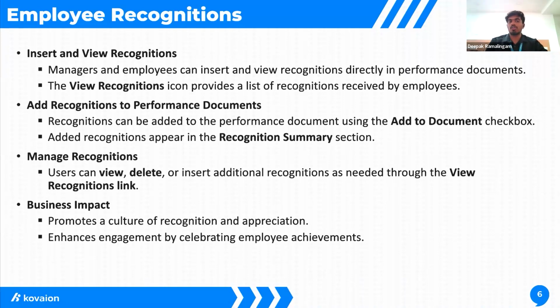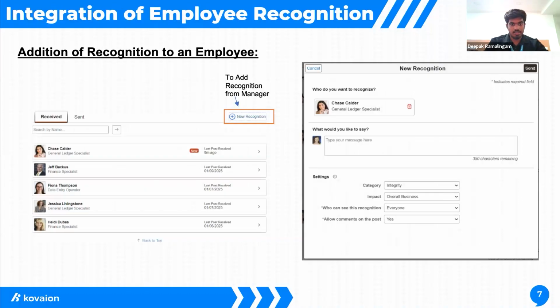In that recognition summary, we have the view recognition icon. That icon provides a list of recognitions that have been received for that particular employee. Adding recognitions to the performance document is like adding a document. Let's say, for example, a manager has added a document. I will show you in the next slide.